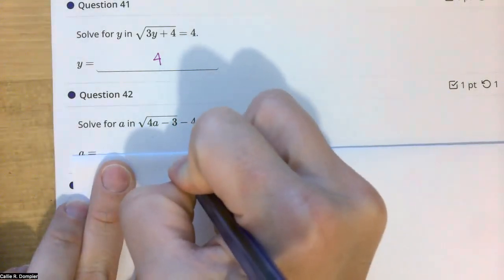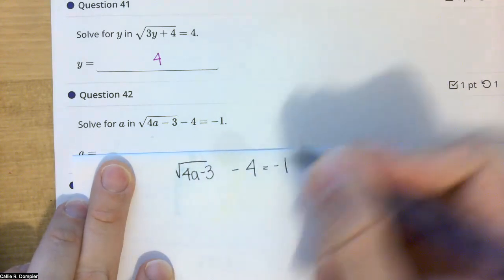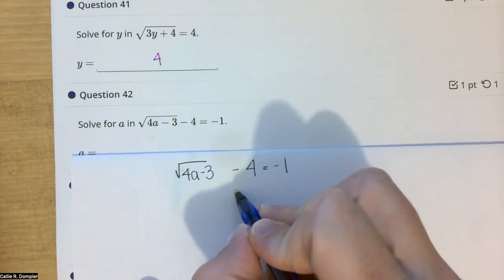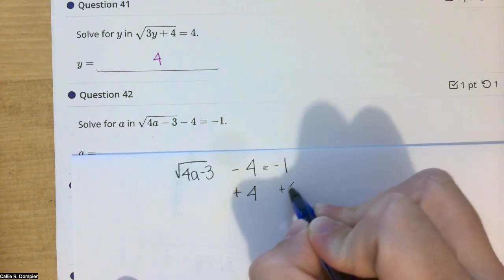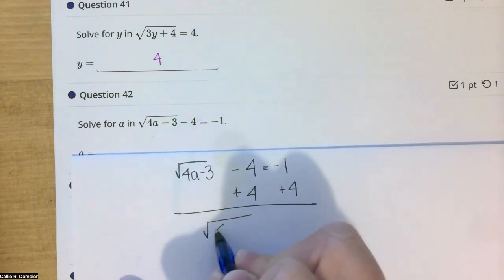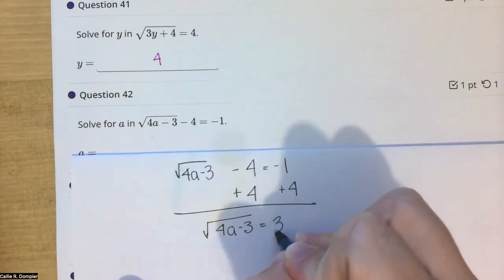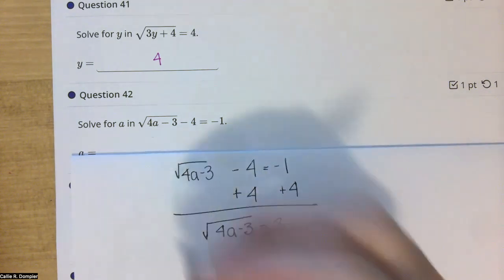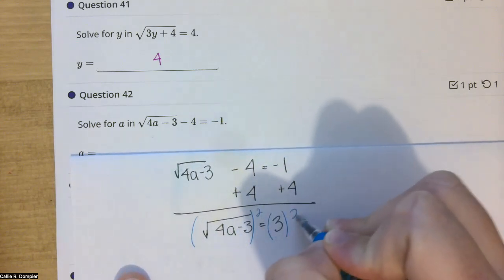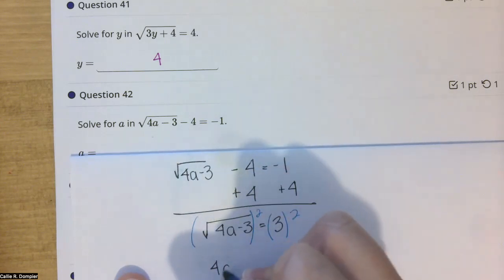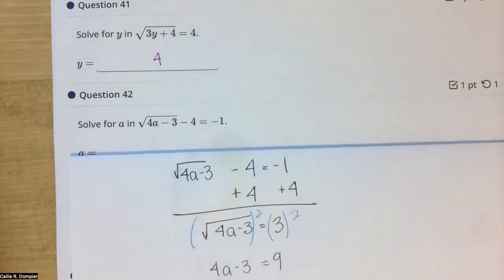So we have the square root of 4a minus 3, outside of the square root minus 4 equals -1. We'll move that -4 by canceling it. So 4 is being subtracted, we'll add 4. Anything I do to the left, I do to the right. Square root of 4a minus 3 equals -1 plus 4, which is 3. Now, to get rid of that square root, we're going to square it. Anything I do to the left, I have to do to the right. So that leaves me with 4a minus 3 equals 3 squared, which is 9.